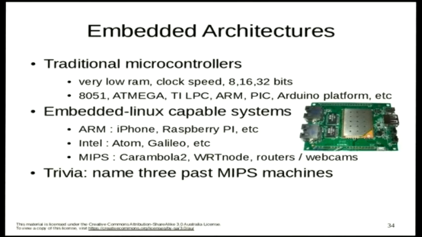And the other type is embedded Linux capable systems. As an example, the gadget I've pulled apart here, the one on the screen, is called a Carambola, which is an open source gadget you can buy from a company in Europe. I paid about 30 euros for one. And Raspberry Pi is another one that's the same sort of class. And these all run Linux.